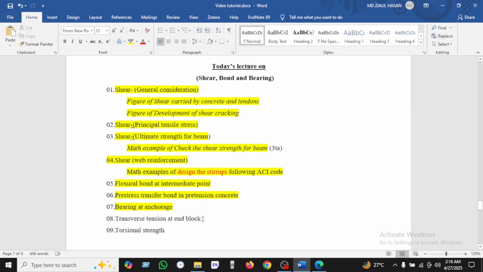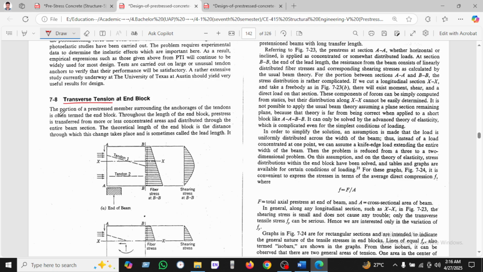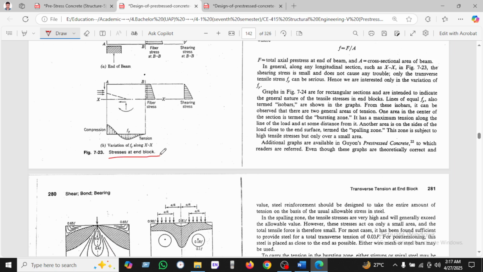So you can see transverse tension at the end block. The portion of the pre-stressed member surrounding the anchorage of the tendon is often termed the end block. Throughout the length of the end block, the pre-stress transfers from the more or less concentrated area to the distribution throughout the entire beam section. So the theoretical length of this block is the distance throughout which this change takes place, sometimes called the lead block. Okay, we can see here the stress at the end blocks.